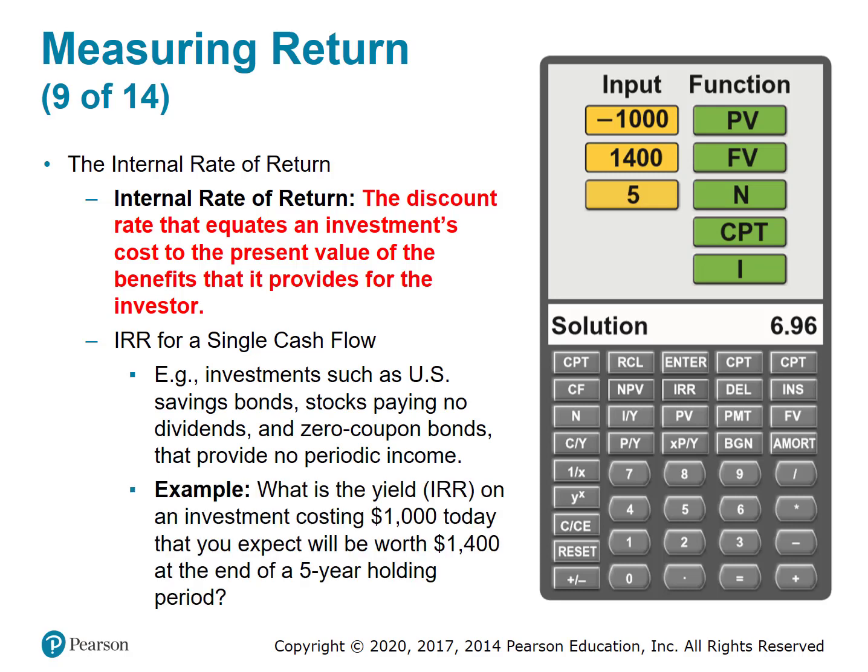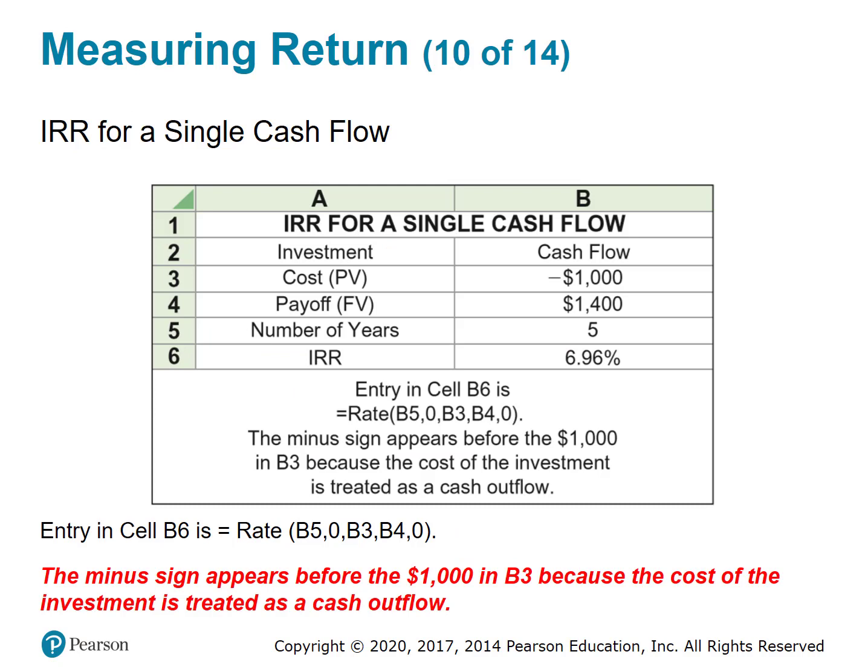Here's our example. What's the yield, IRR, on an investment costing $1,000 today that you expect will be worth $1,400 at the end of a 5-year holding period? Remember the sign convention. Income to you is positive, so the $1,400 is positive. Outflows from you are negative, so the $1,000 is an outflow. The present value is negative. Payment, 0. They don't show it, but it's 0. Compute IY. IRR is 6.96. We can use the rate function in Excel to find the same answer. And don't forget, in Excel, rates are decimals, whole numbers in the calculator.